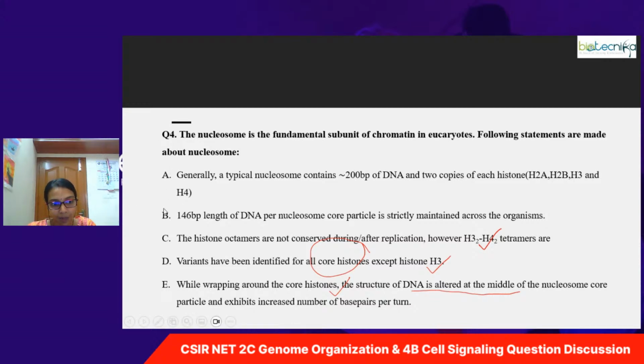When you read the sentence from here itself, you can get that one of them has to be correct. Only one of them. Then, histone octamers are not conserved during or after the replication, but H3-H4 tetramers are. Variants have been identified for all the histones excepting for H3. Then E, while wrapping around the histones, the structure of DNA will be altered at the middle. So definitely there will be an increase in the number of base pairs per turn.